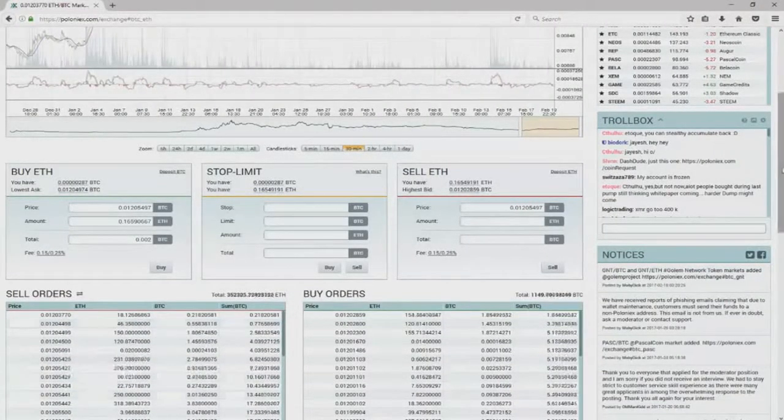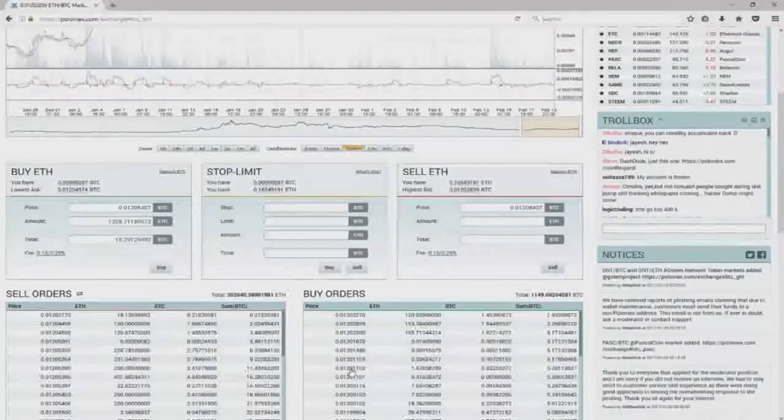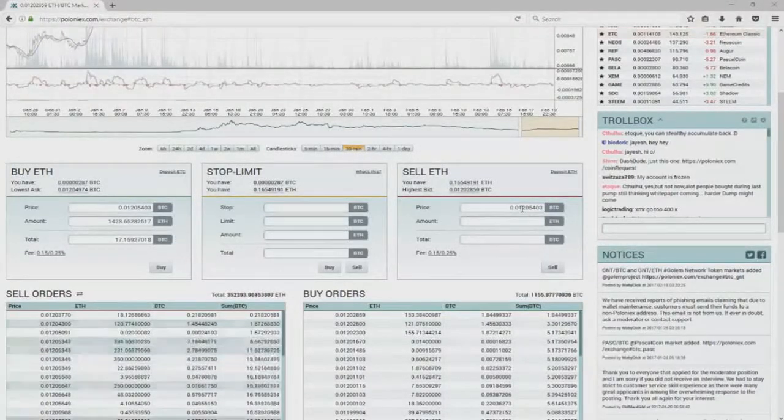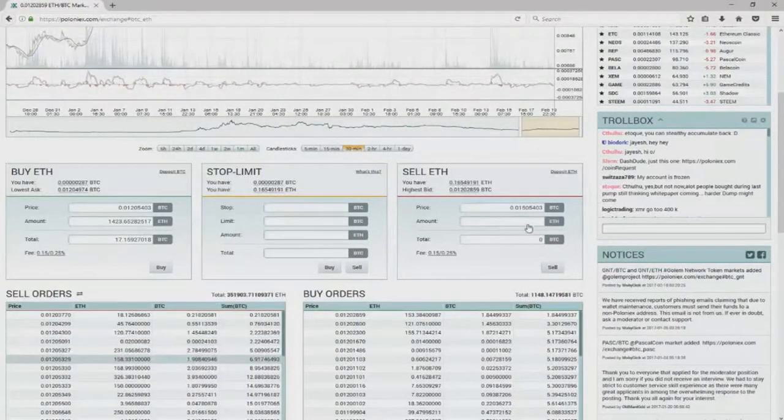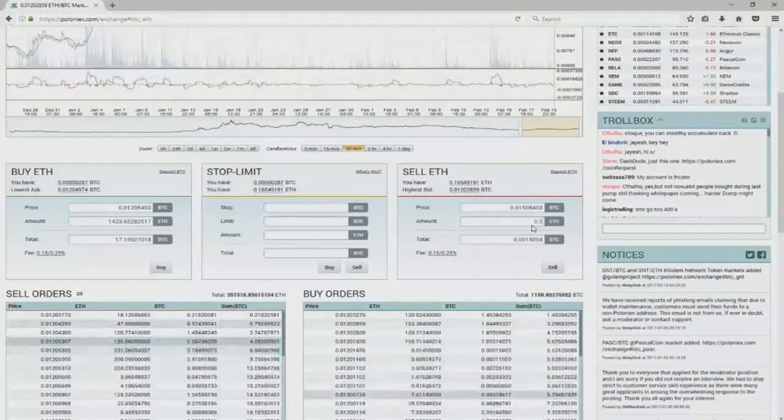I could do the opposite too. I could just set a sell order. So let's say I want to sell it for more expensive. Let's say I want to sell it for 15 instead of 12. Then I can just put down the amount that I want to sell it for and how much I want to sell.